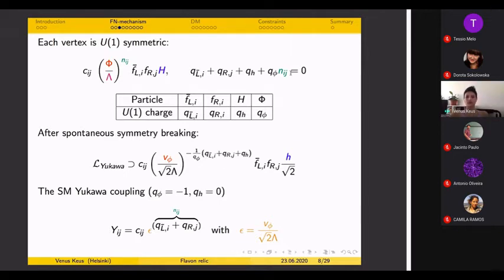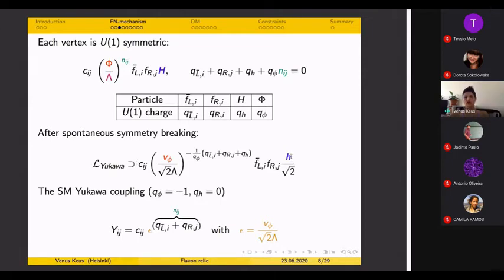It's a simple choice if you pick the flavon charge to be -1 and the Higgs charge to be 0, because then you could rewrite this Nij as basically this. Having set QH and Q phi to 0 and -1, what you end up with is just the charge of the left-handed fermion and the right-handed fermion. So let's go back to the higher order operator.